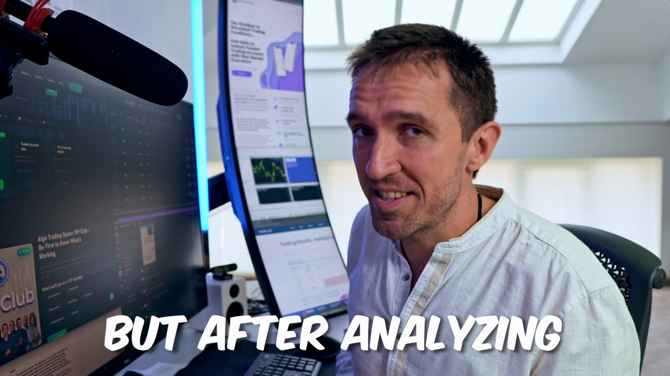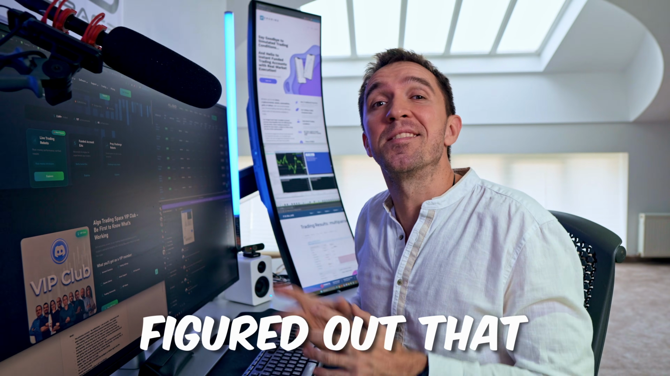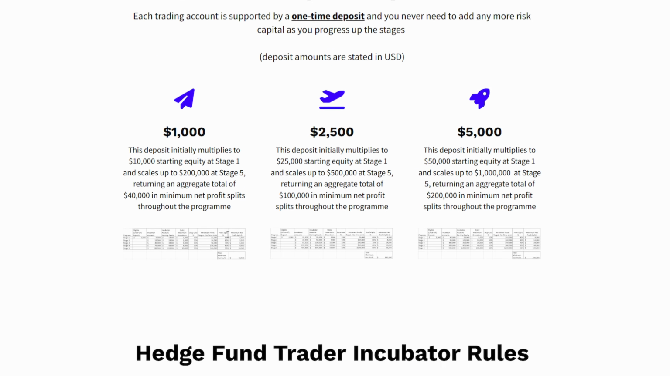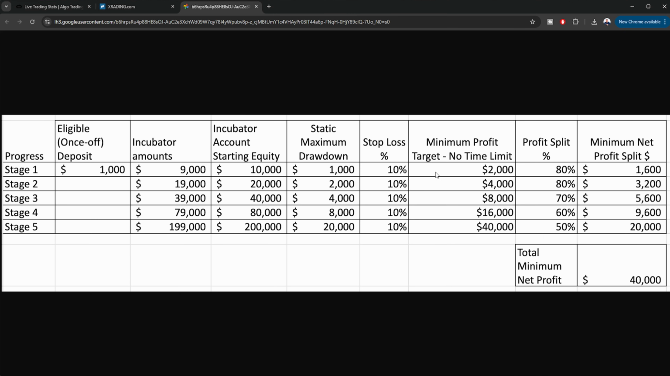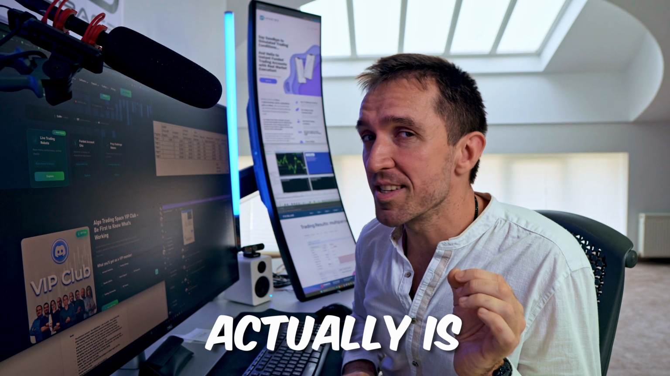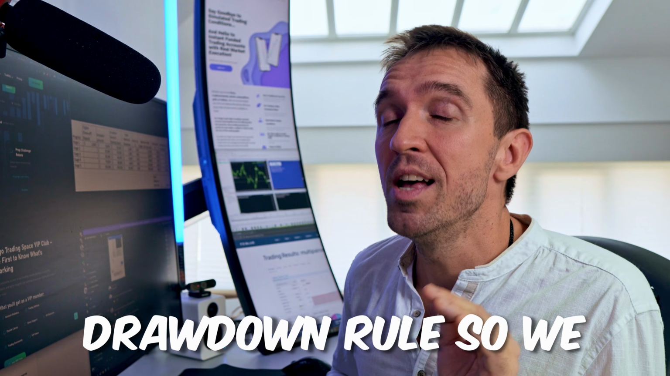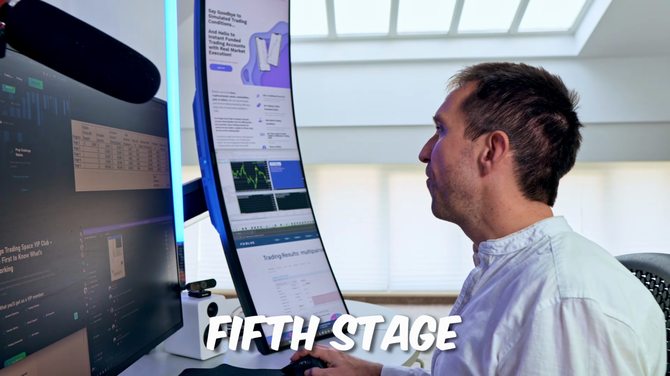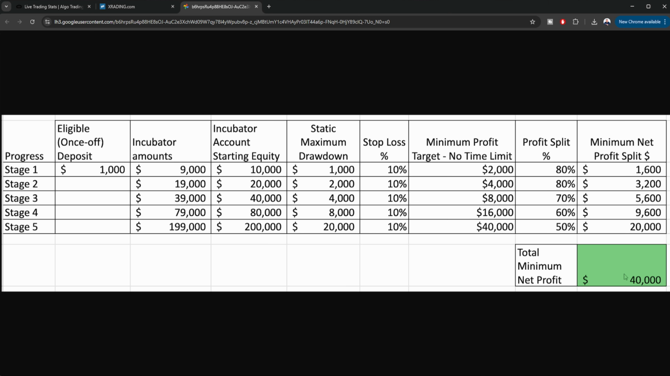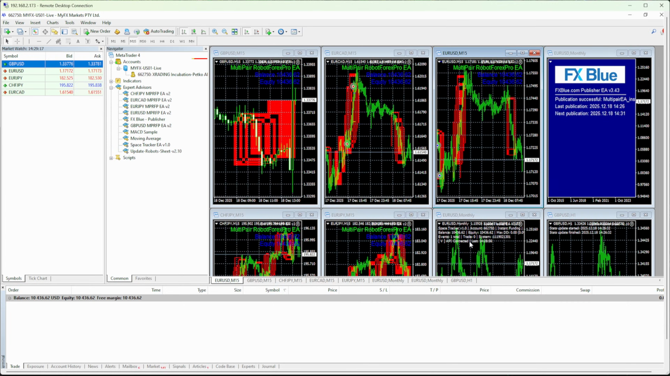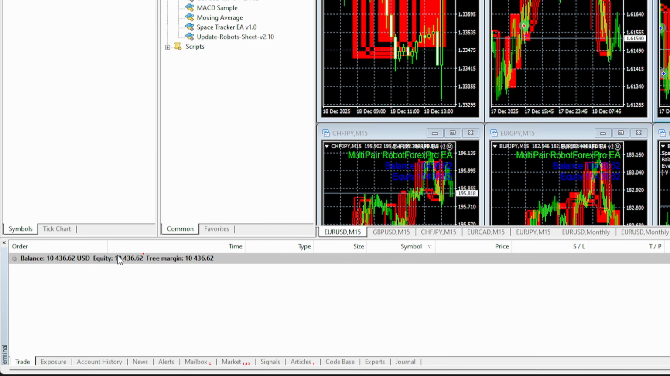But after analyzing the results, we figured out that this risk is just too high. And even though I made money, because the trading.com model is really straightforward, once you reach 20% or $2,000 of profit in a 10k account, you can immediately withdraw $1,600. But the real question actually is how to stay longer within the 10% drawdown rule so we can climb to the fifth stage where we can actually make some really good profits. And I'll show you here my new account where we are already on a profit.